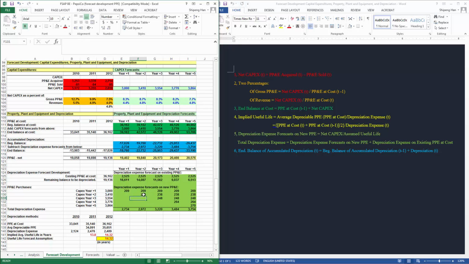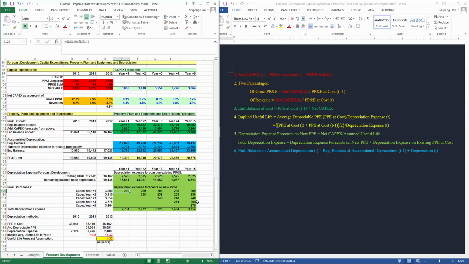So on average, the depreciation expense of this expenditure is 238, and this expenditure starts from year +2, right? Because the company has not spent this money in year +1, that's why this depreciation starts from year +2 and later on. So this applies to the rest of the capital expenditures. So this shows the depreciation expense on new PPE.